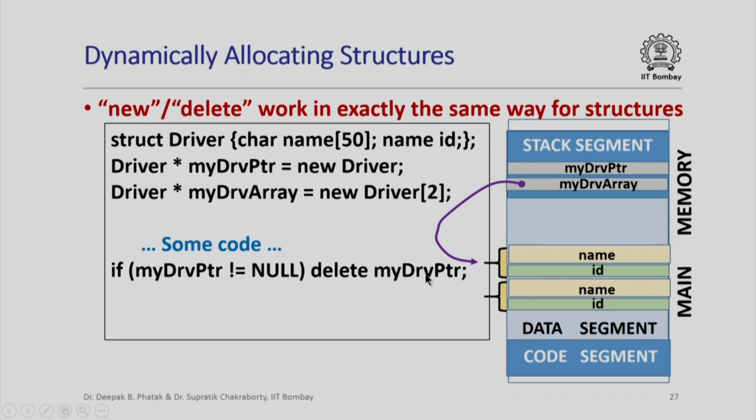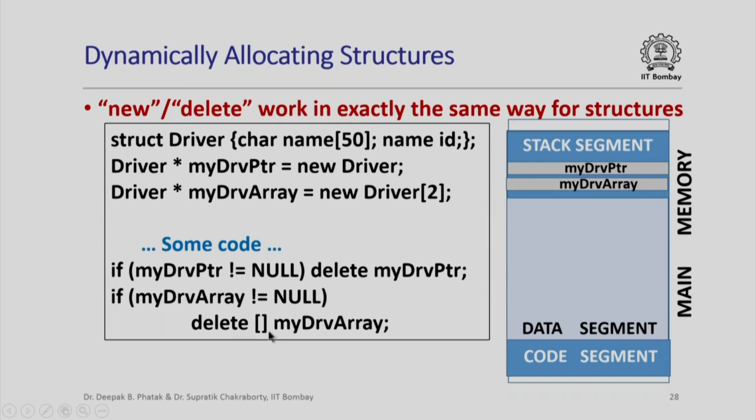And of course when I say delete my drv pointer, the entire space for the object of type struct driver that was being pointed to by my drv pointer, that was allocated on the heap, will be released. And similarly when I say delete as an array my drv array, then the entire space in the data segment or heap that my drv array was pointing to, when viewing that space as an array of structure type driver, is going to be released. So this statement basically asks us to release the entire space in the heap that my drv array is pointing to, where that space is going to be treated as an array of object type driver.